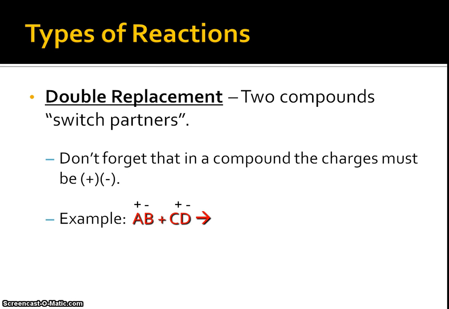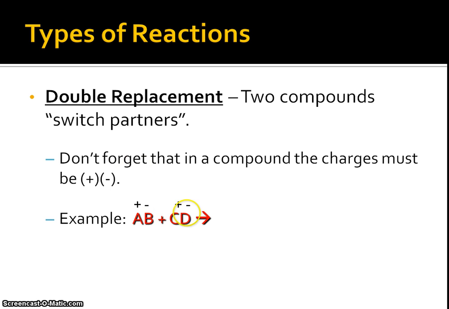The next one is called double replacement, and this is where you have two compounds and everybody switches partners. And don't forget that in a compound the charges have to be plus minus. So if you look at this compound down here, we have A and B together, we have C and D together. And notice that A is positive, B is negative, C is positive, and D is negative. So for double replacement, you have these two compounds, and you're going to switch the partners so that everybody has a new partner, but you still keep it plus minus, plus minus.